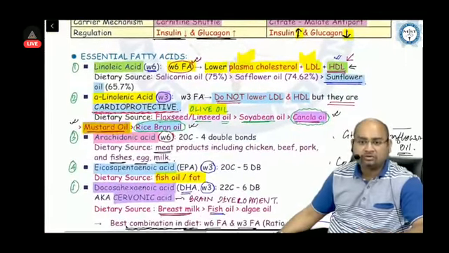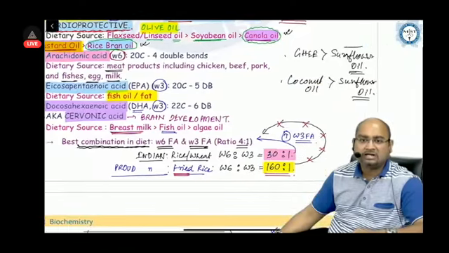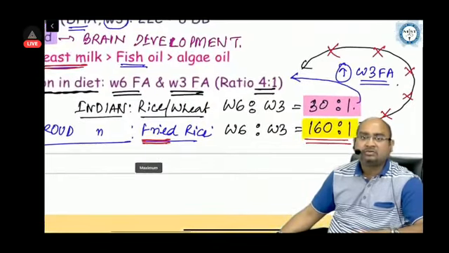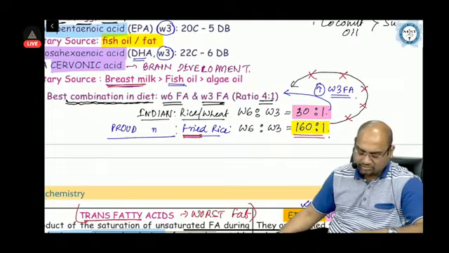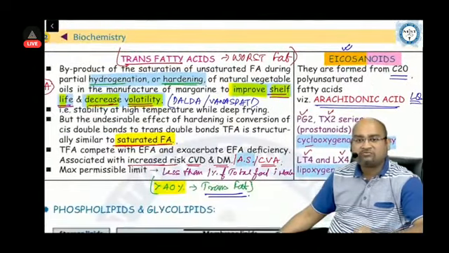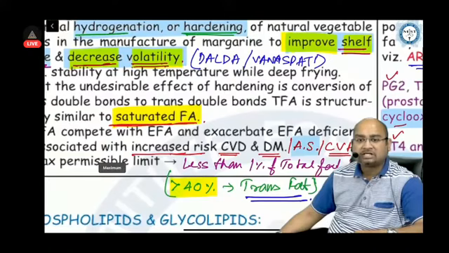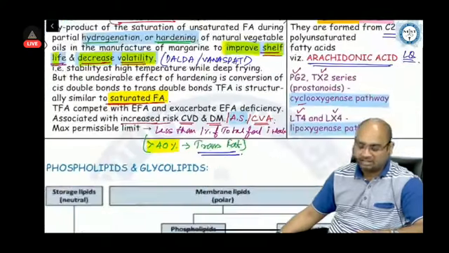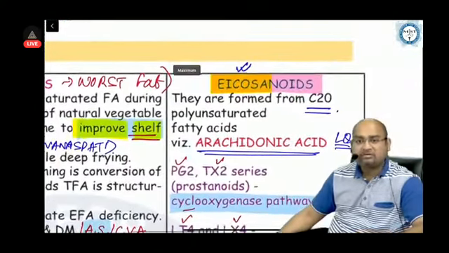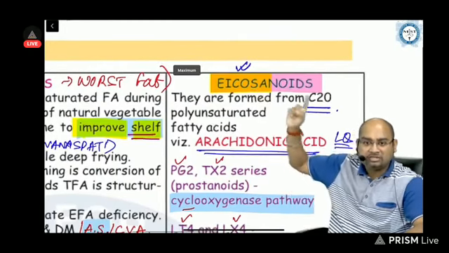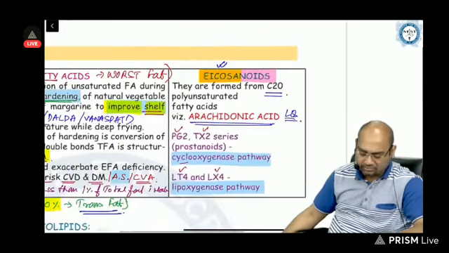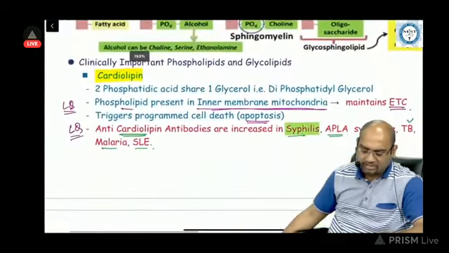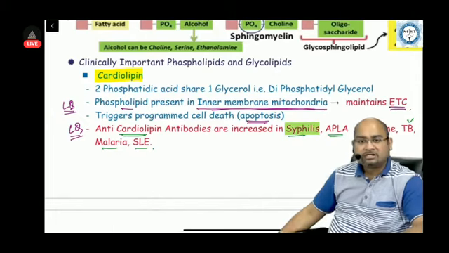Essential fatty acids, these are actually old questions. Please try to understand, at least the ideal ratio is 4:1, and we have to eat a lot of omega-3 in our diet. We have to cut down our omega-6 so that we can maintain this normal ratio. Trans fat is one of the worst types of fat, and the maximum permissible limit is less than 1% of total fat intake. Eicosanoids come from arachidonic acid. Eicosa means 20 carbon.